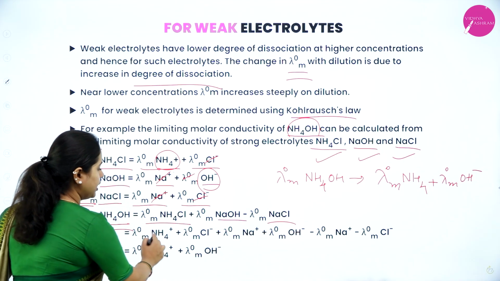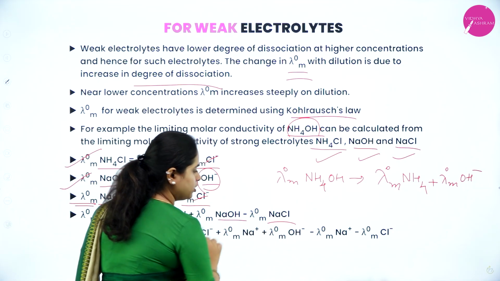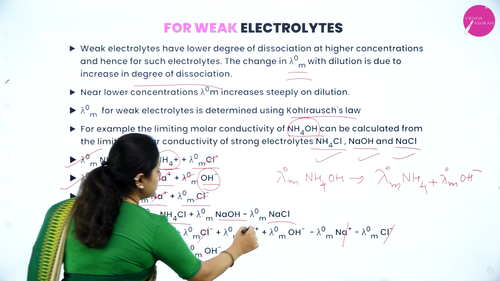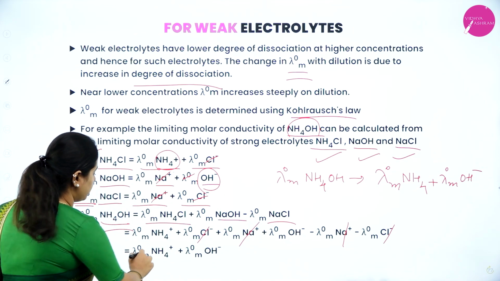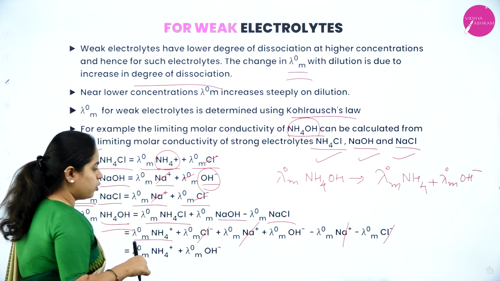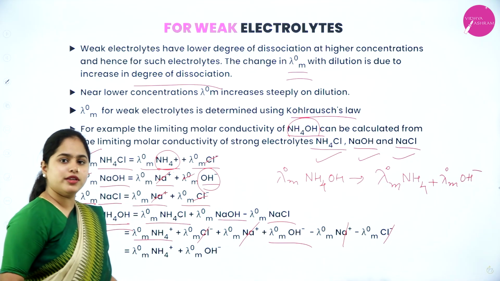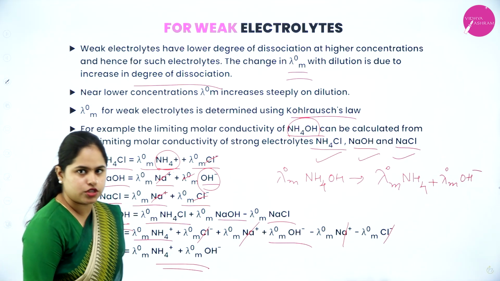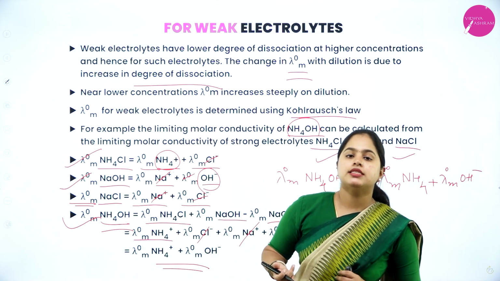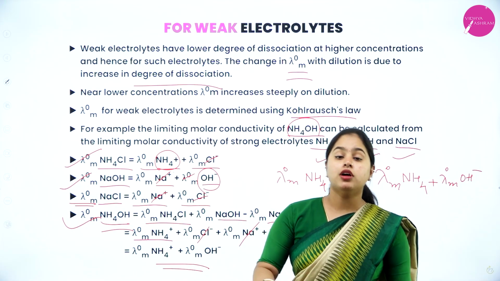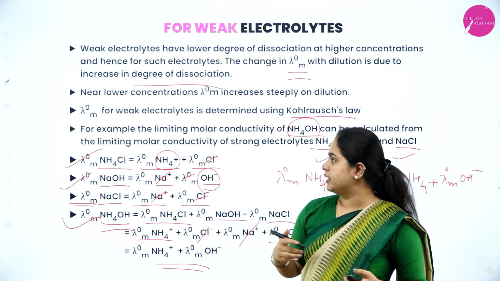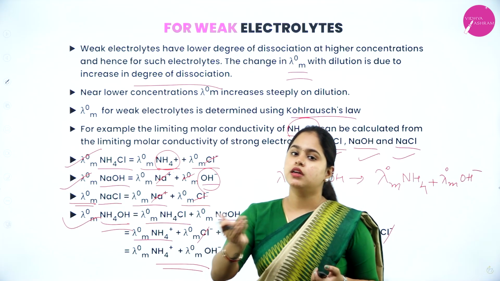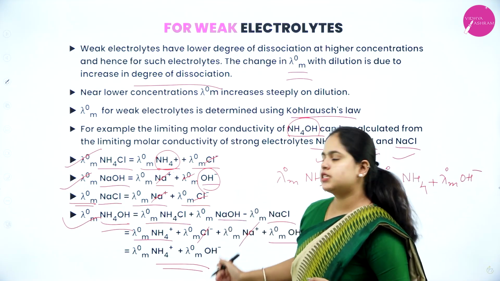So now what happens? NH4 plus Cl minus here, Na plus OH minus here, Na plus and Cl minus is subtracted. Now the Cl minus and Na plus are subtracted. What is remaining? The limiting molar conductivity of NH4 plus and the limiting molar conductivity of OH minus, which will give us the limiting molar conductivity of ammonium hydroxide. So what is the use of Kohlrausch's law? Using the limiting molar conductivity of the strong electrolytes, we can calculate the limiting molar conductivity of the weak electrolytes. I hope this is clear for you.